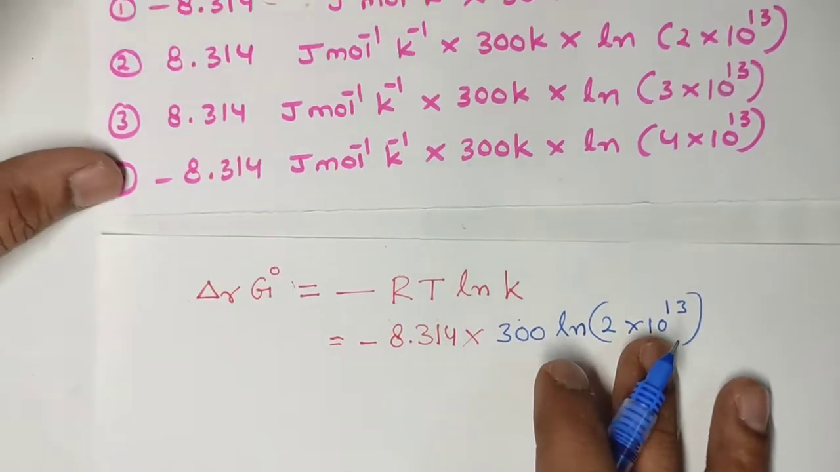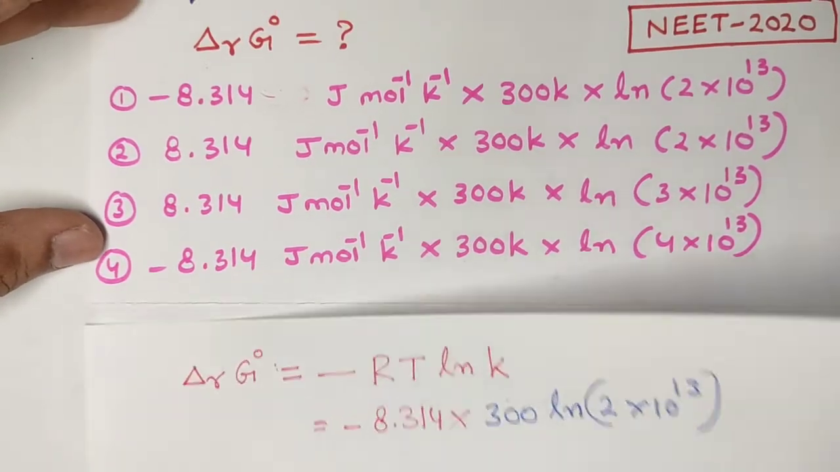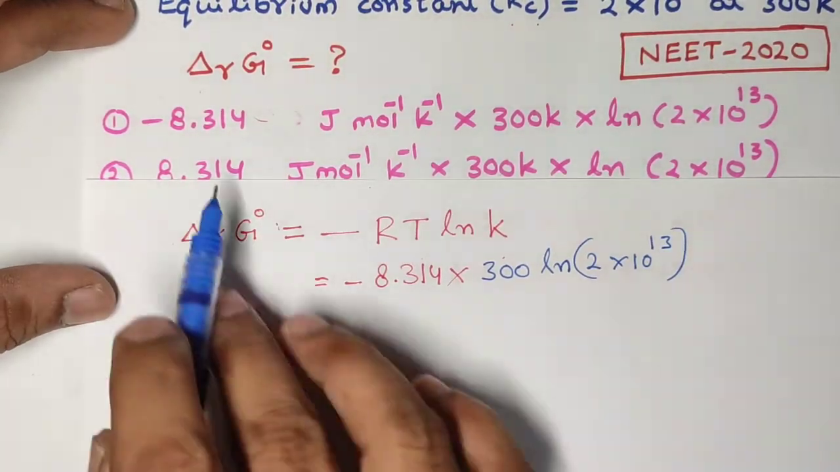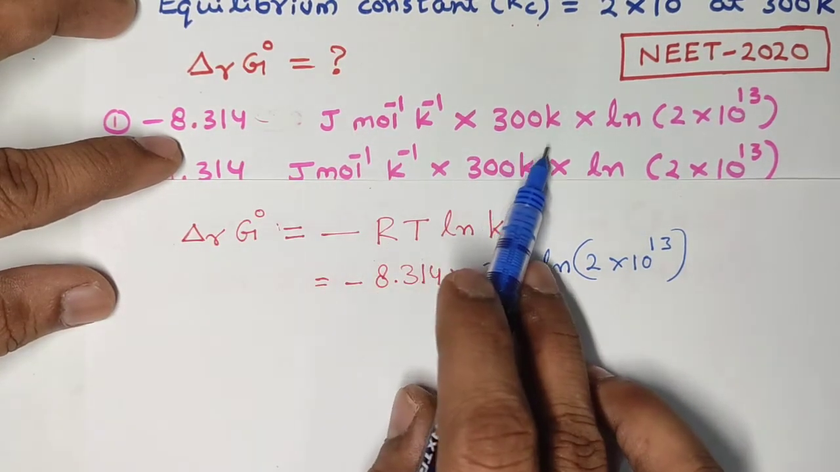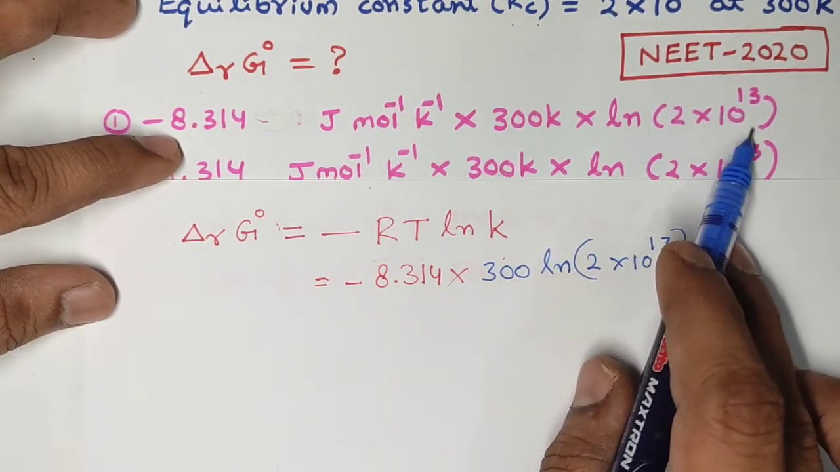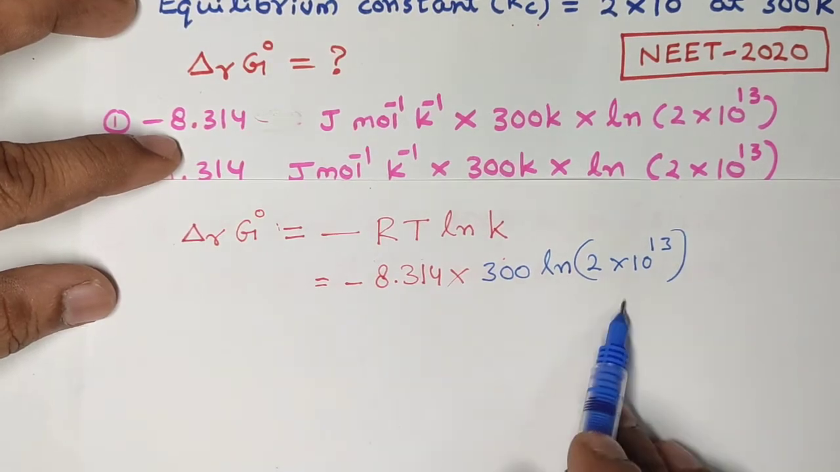Okay, now you check which is the correct option. Here the correct option is the first one. You can observe here 8.314 into 300 into ln 2 into 10 power 13. Very simple, right?